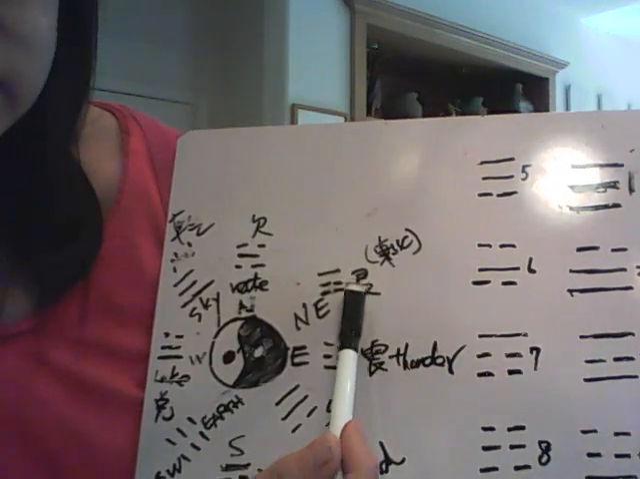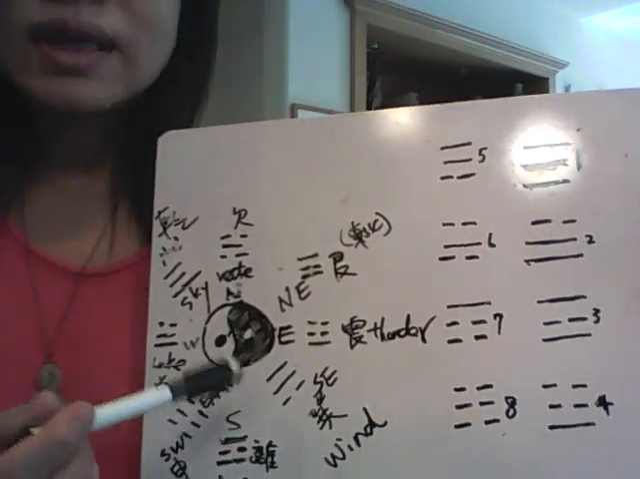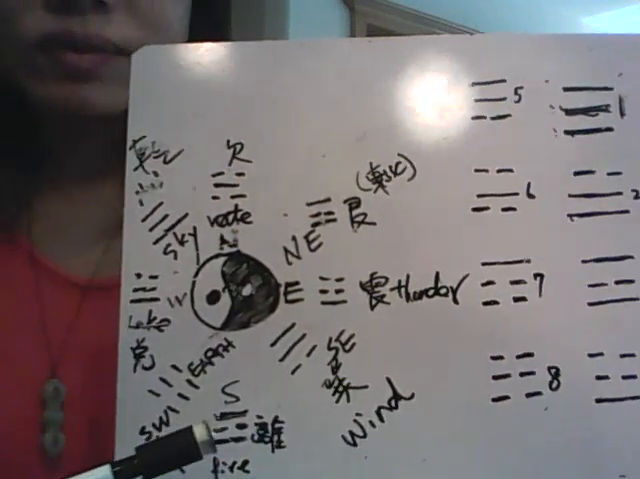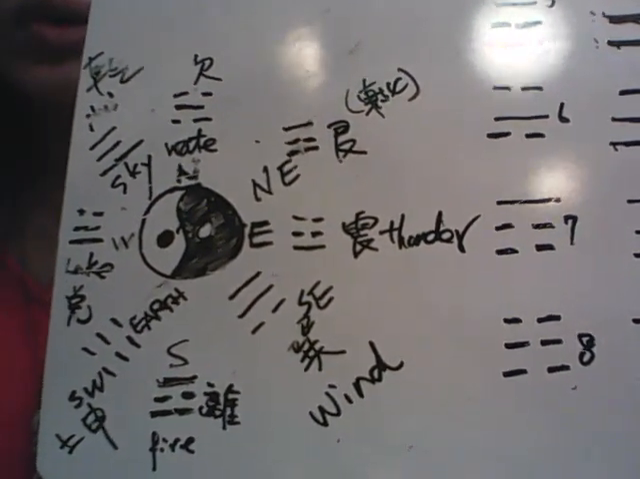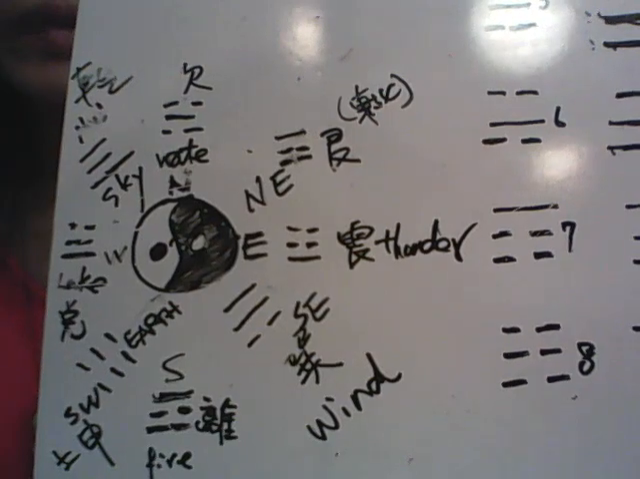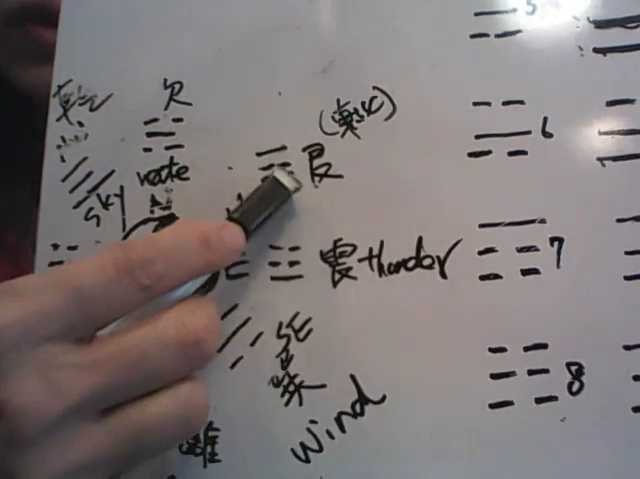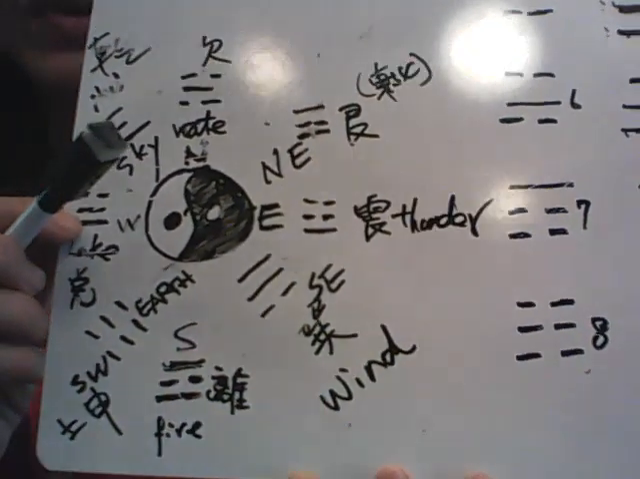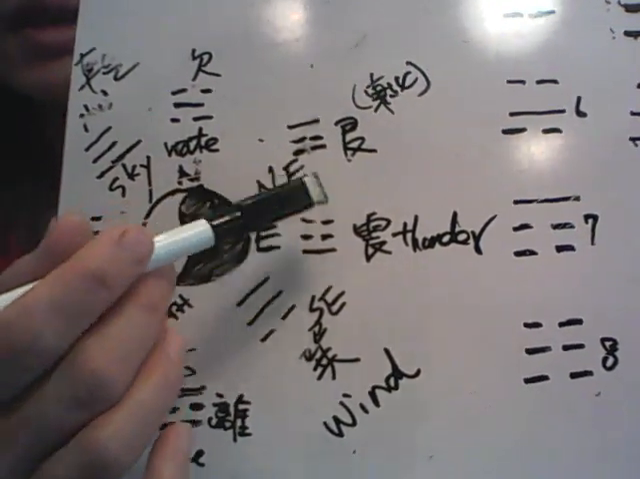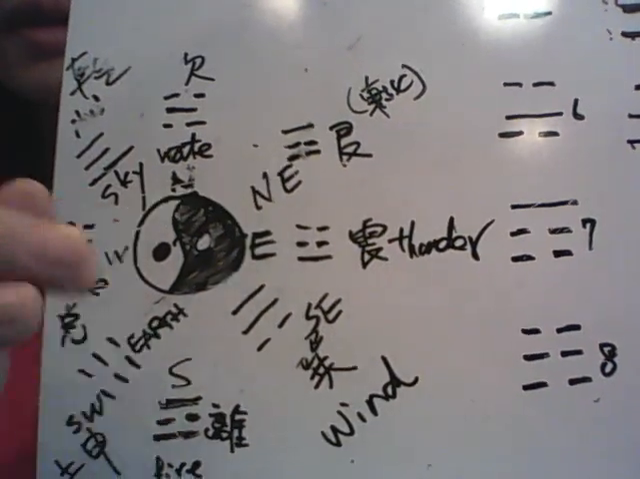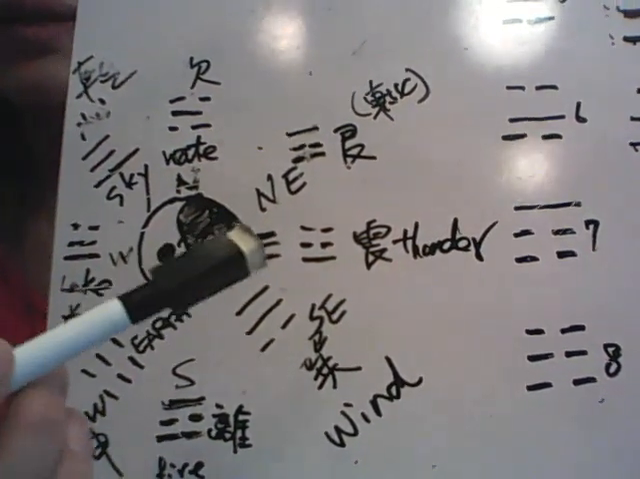Northeast is mountain. Okay, so all this has their explanation. When you see the mountain, that means stop, because a mountain usually stops you, right? So they stop you. Okay, so that means 止, usually some blockage or stuff.